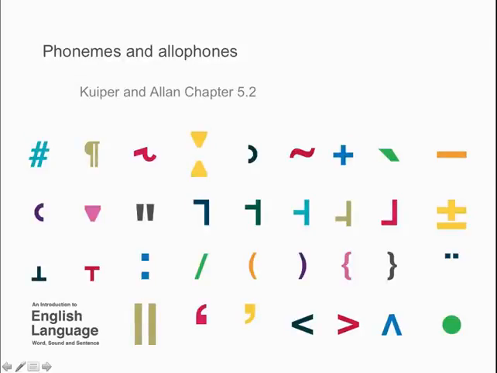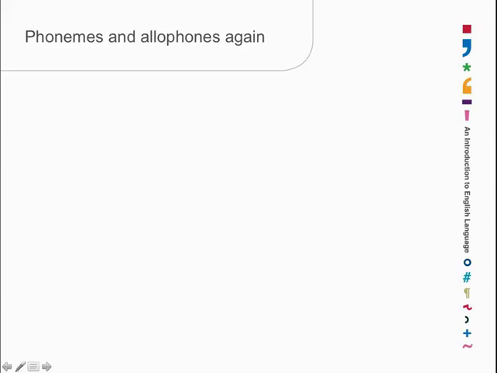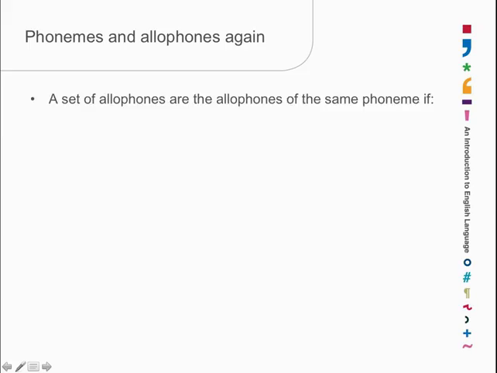Having now looked at dialect phonology, we can summarize what we've learnt about phonemes and allophones. Phonemes have allophones, and so there might be a set of them. If there are, then that's true under only some conditions. First of all, they must never contrast. If they do, of course, then we have allophones of different phonemes.